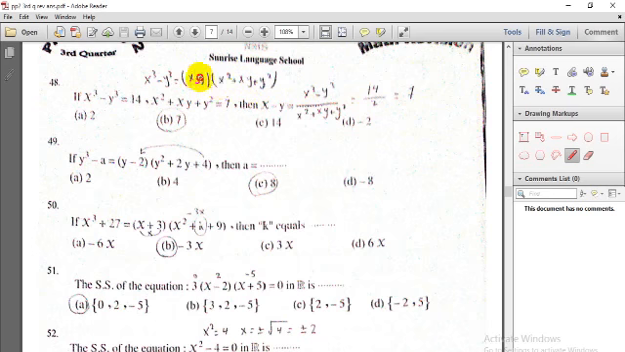So if this is minus, this will be what? Plus. Okay? x times y, xy. This is minus, make it plus. Okay? Very good.